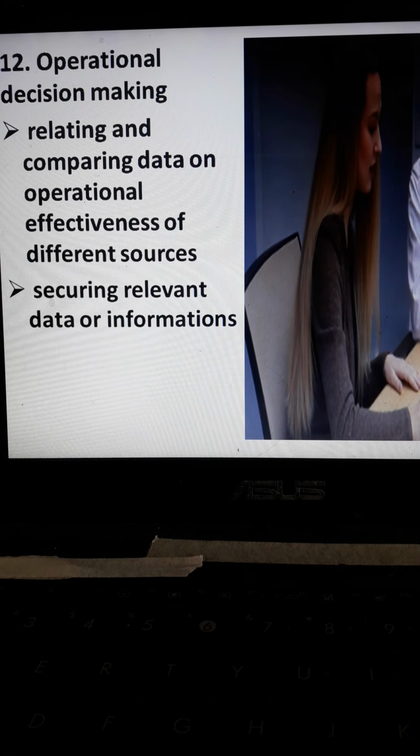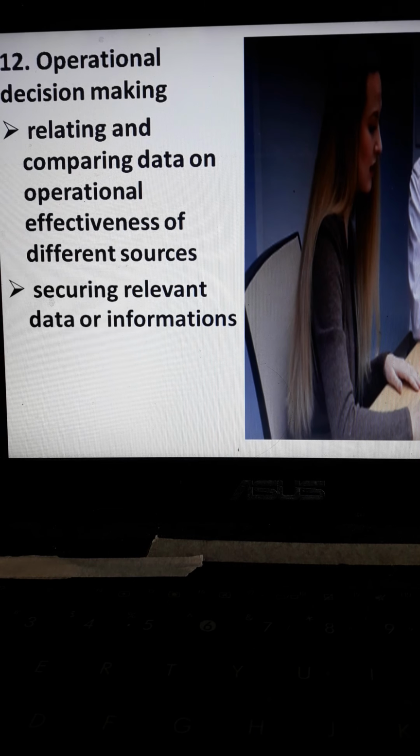Next, operational decision making: relating and comparing data on operational effectiveness from different sources, securing relevant data or information. So, in operational decision making, you have to compare data based on different sources. For example, you are in charge of the clinical pharmacy. You are a clinical pharmacist, I mean. So, there are a lot of data. You have to compare data based on the patient profile, and also on the patient history or medications before you make a decision.